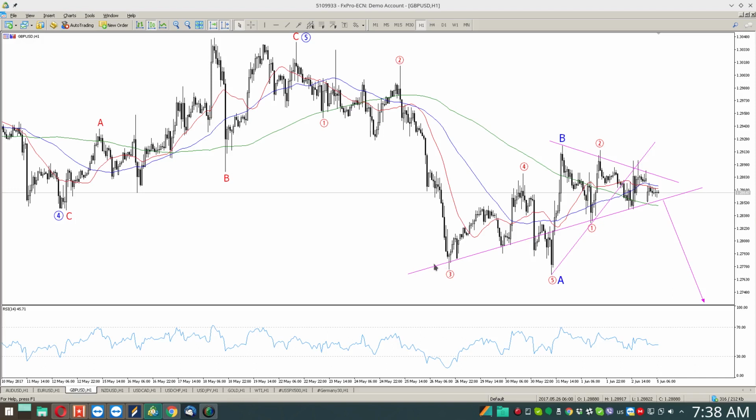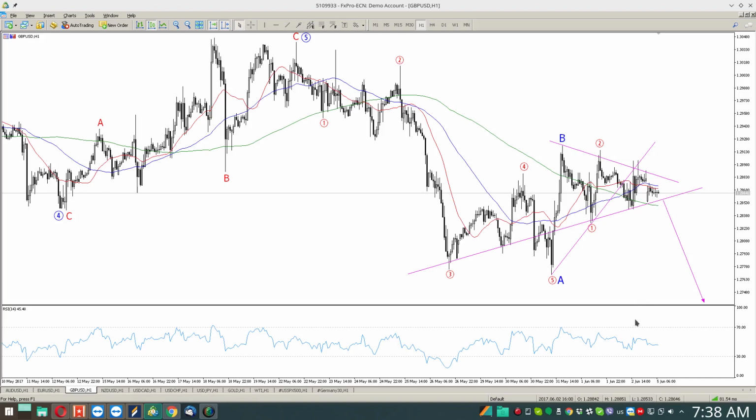That would require a break of this trend line, but I believe that this trend line up here provides or maintains the bearish momentum for the pair to actually do this breakout to the downside.